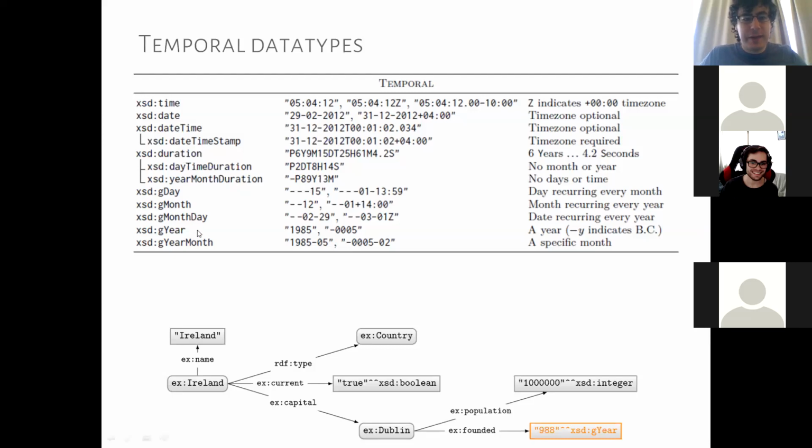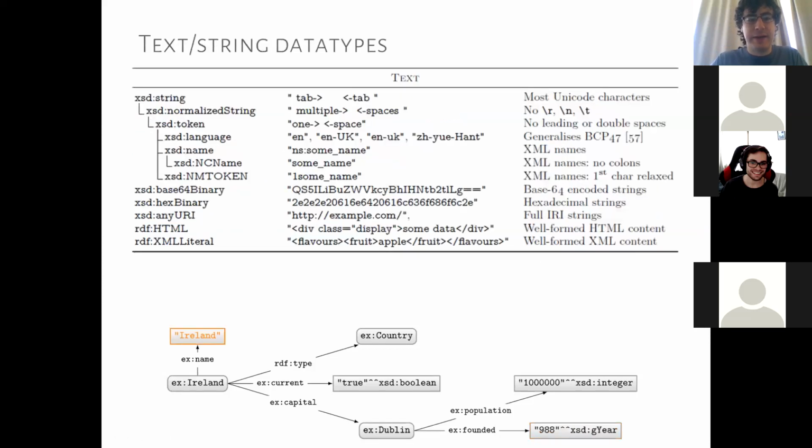It would be month day, right? Because it's sort of reoccurring every year. So we could consider using month day to represent birthday. So we have various temporal data types for representing different times and durations and dates.